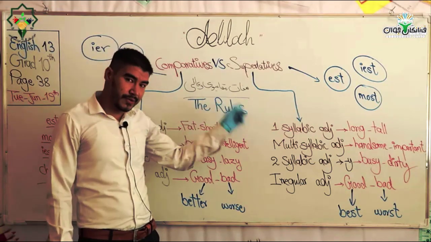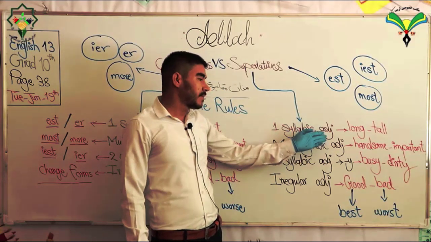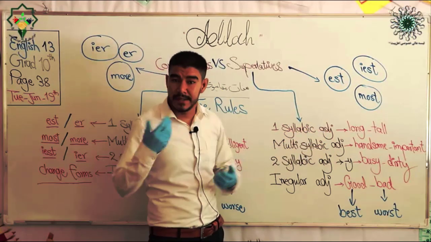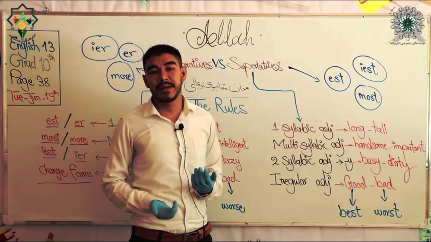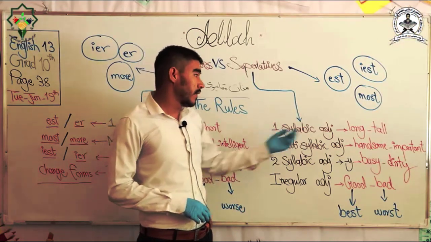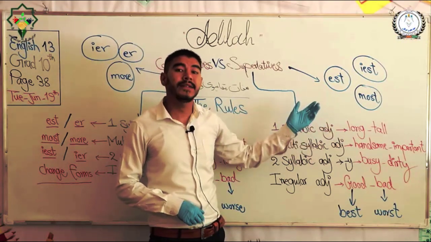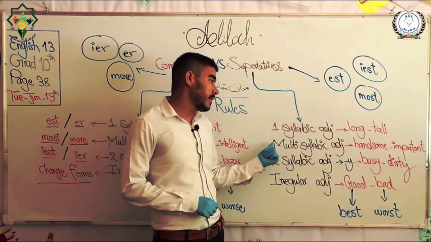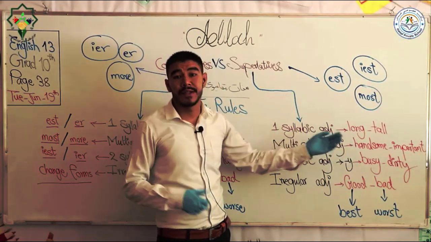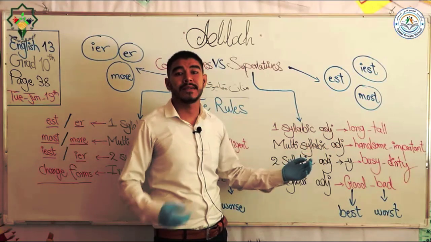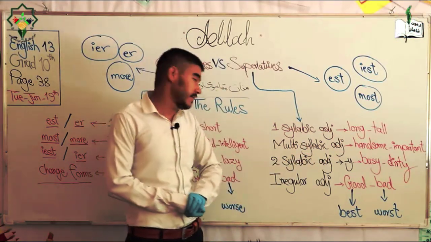And we go to superlative adjectives. One syllabic adjectives, we know about them, we studied about kinds of further one syllabic adjectives before, like long, tall, short, fat, small, and etc. Multisyllabic adjective also, for example, handsome, important, amazing, wonderful, fantastic, intelligent. Okay, these are the multisyllable adjectives.